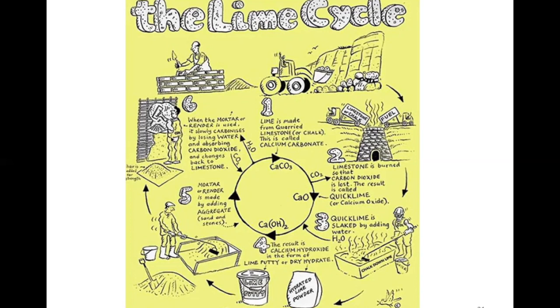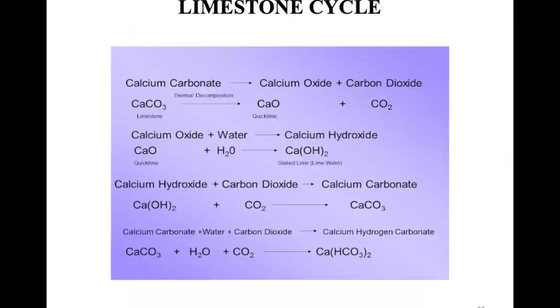What happens? It will absorb CO2 from the atmosphere. You can see CO2 from the atmosphere is absorbed. It will release H2O, it will become hard, and again calcium carbonate is formed. So this whole thing is a calcium carbonate cycle, and you should know this.